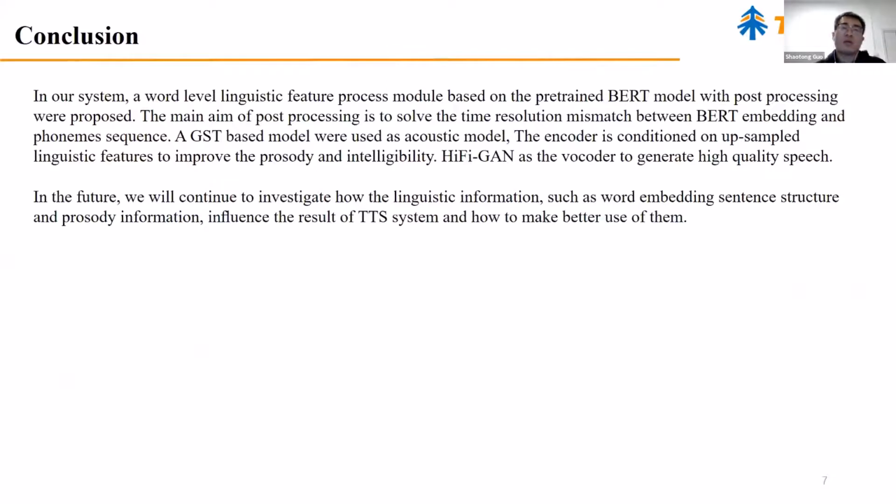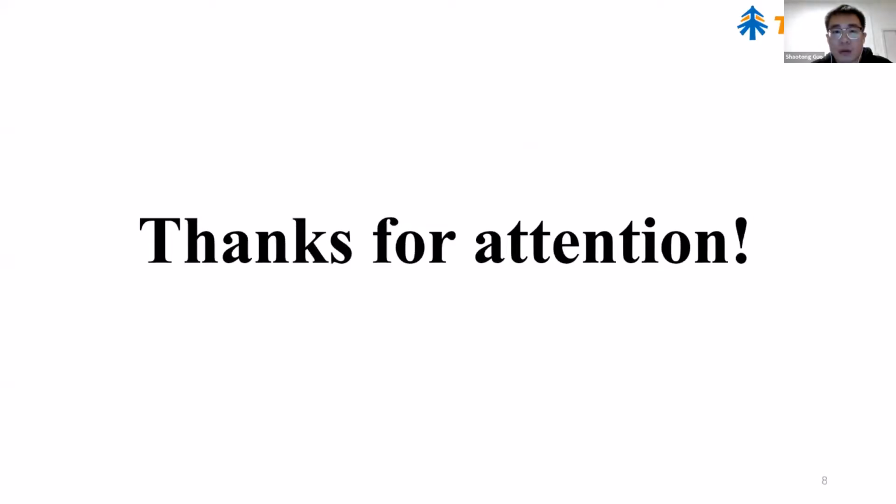So, in conclusion, in our system we mainly use a word-level linguistic feature from the pre-trained model to improve the prosody and intelligibility, and HiFi-GAN as the vocoder to generate high-quality speech. In the future, we will continue to investigate how the linguistic feature influences the result of the TTS system, and how to make better use of the linguistic information. Okay, thanks.